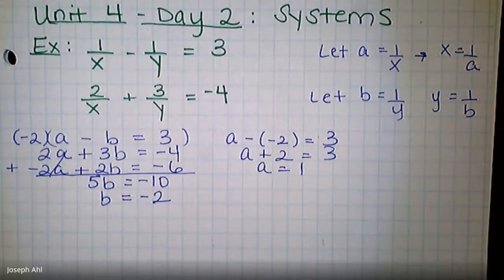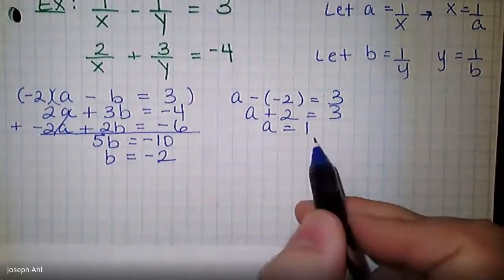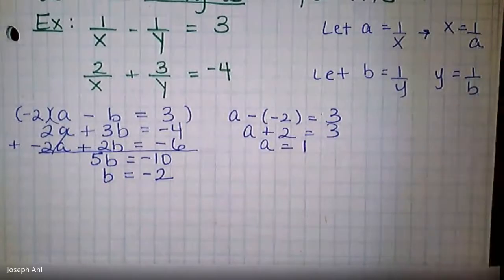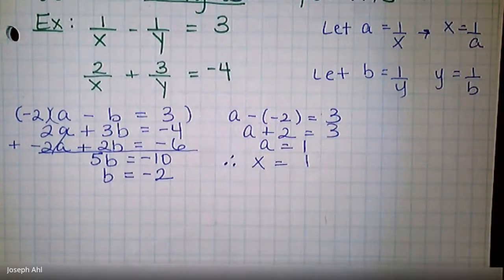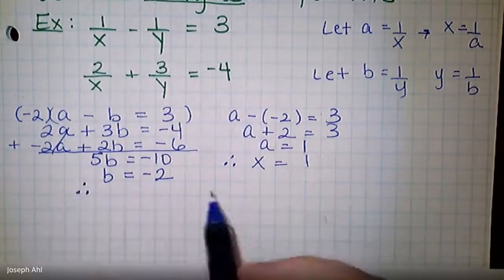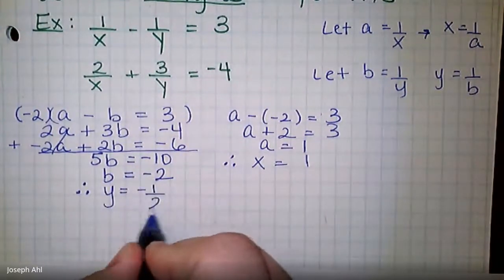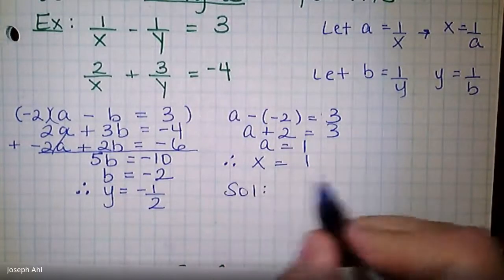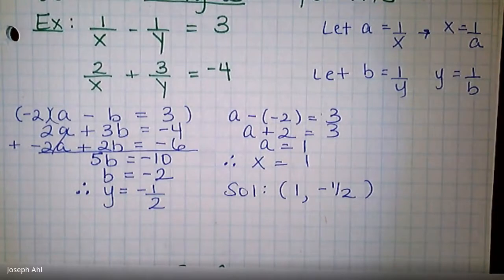So if you take the reciprocal of these values, you're going to get your values for x and y. If a is equal to 1, then x is equal to 1 over 1, which is still 1. So therefore, x equals 1. Hopefully you remember 3 dots in a triangle means therefore. And if b equals negative 2, then y equals 1 over negative 2, which is negative 1/2. So the solution to the system of equations is 1 comma negative 1/2. And typically you'll see solutions written as a coordinate point, something of that form.